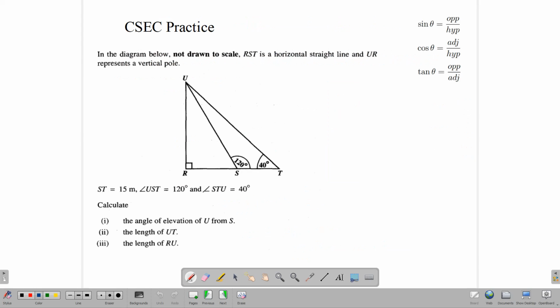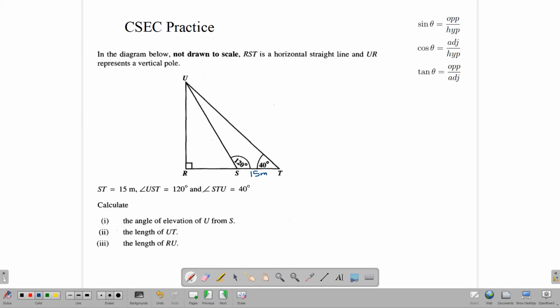Moving on to another question. This is from CXC. In the diagram below, not drawn to scale, RST is a horizontal straight line, and UR is a vertical pole. That's important. So horizontal and vertical, we end up with a right angle there. And we have some numbers. ST is 15 meters.